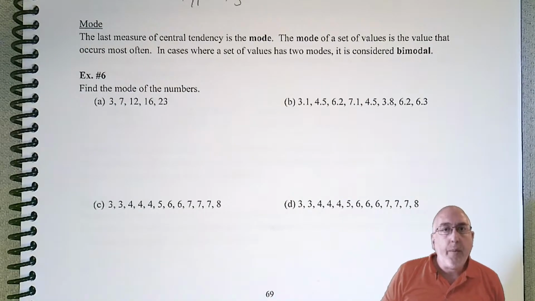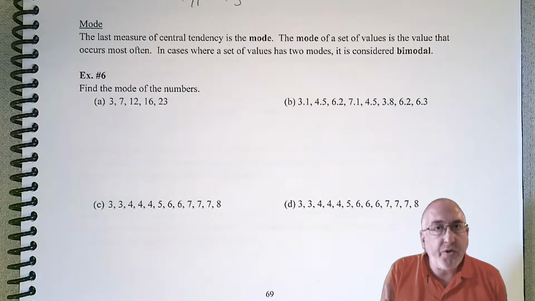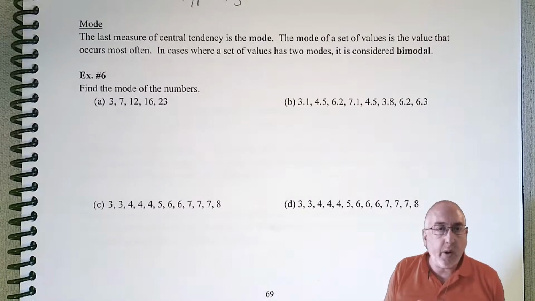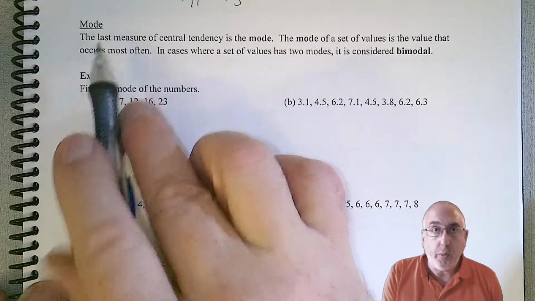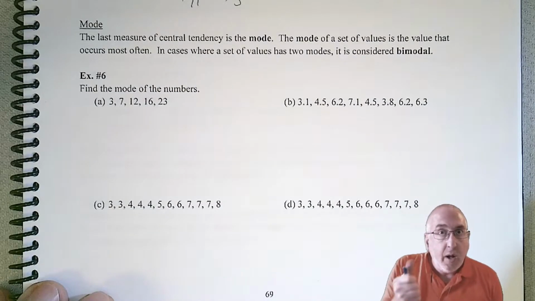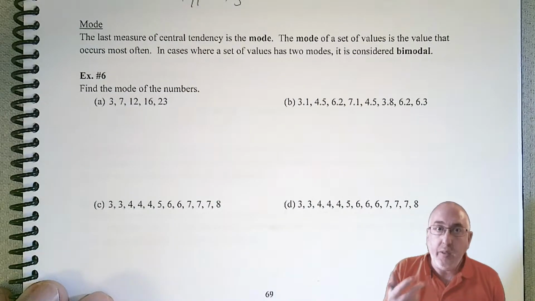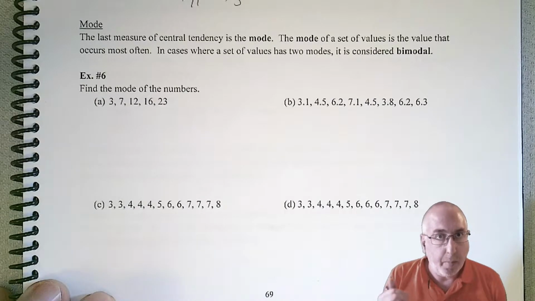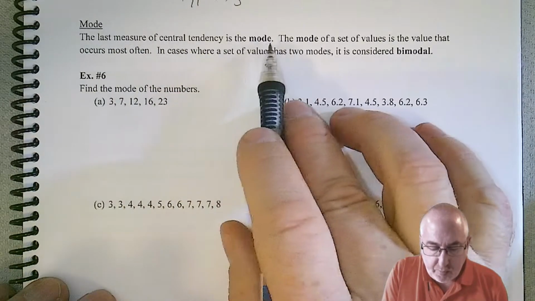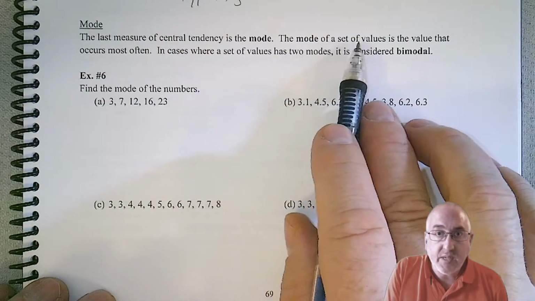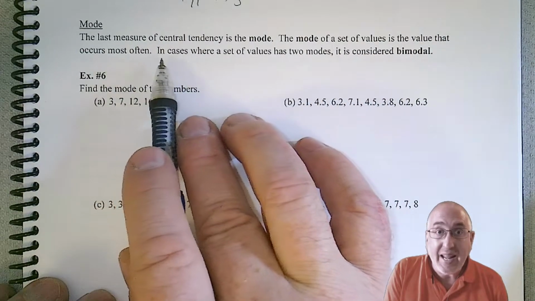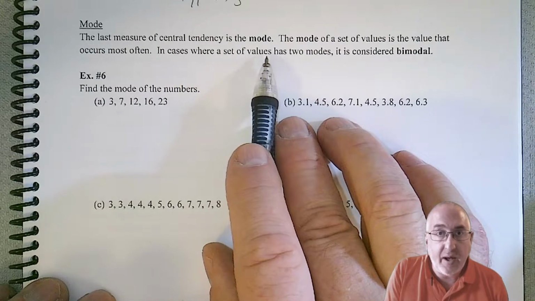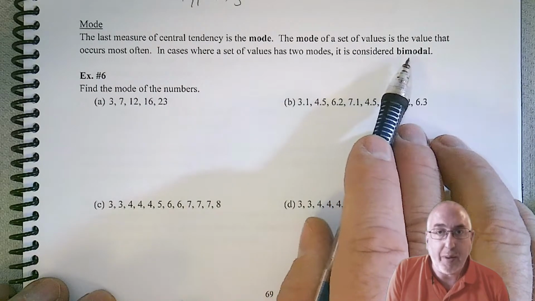All right, welcome back. We are at the final measure of central tendency that we're going to look at for this course, and that is the mode. So we have the mean is the average, the median is the middle, and the mode is the most. The mode of a set of values is the value that occurs the most often. In cases where a set of values has two modes, it is considered bimodal.